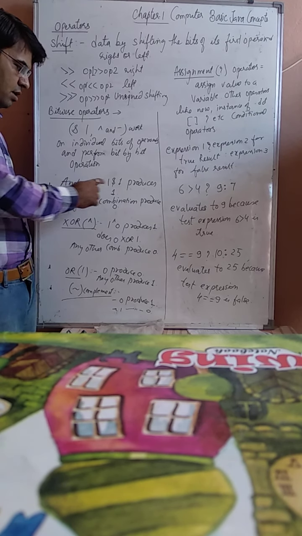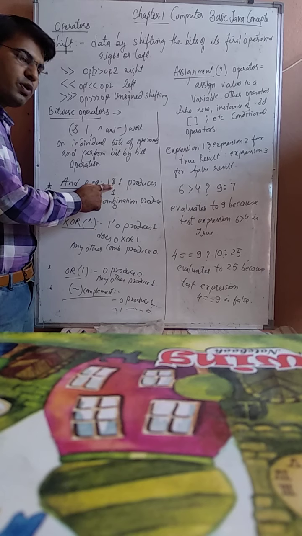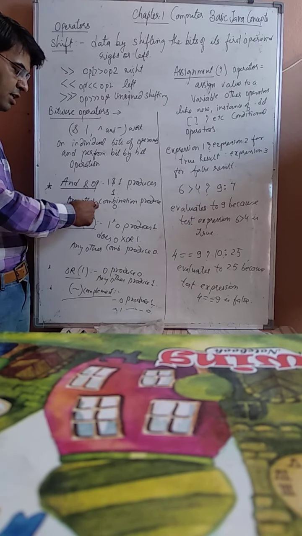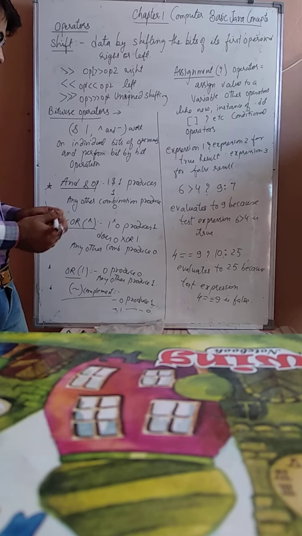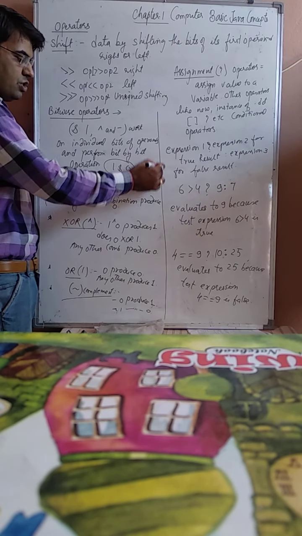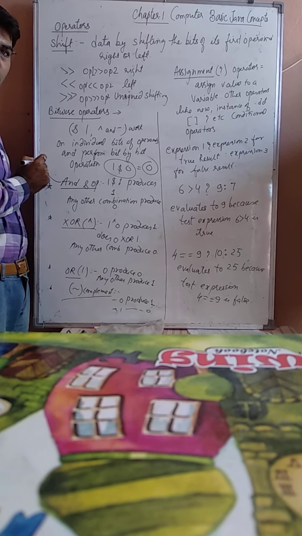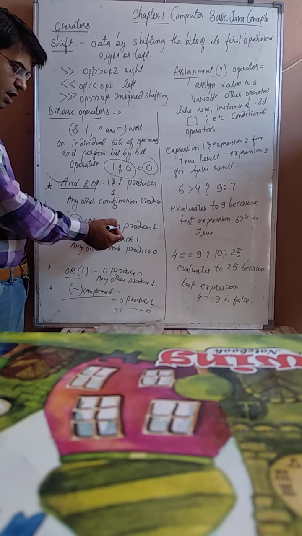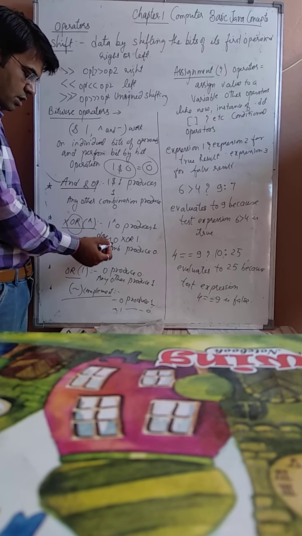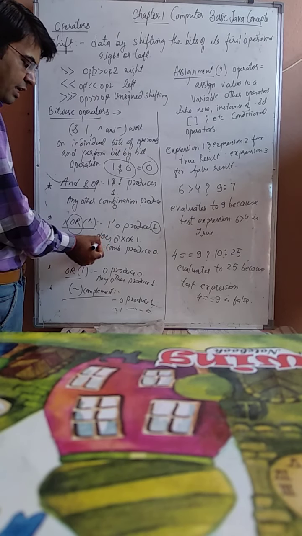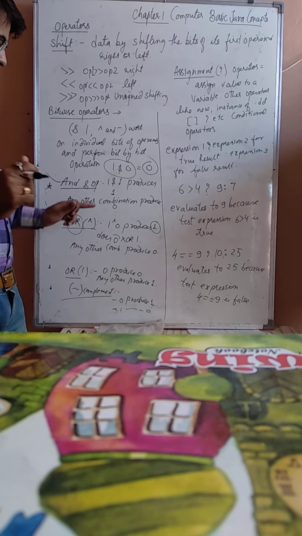First one, AND. When you put this AND sign, it means that 1 and 1 produces 1, and any other combination will produce 0. So if you have 1 and 0, then it will produce only 0. So this is the AND operator. Second, NOR. 1 and 1 produces 0, 0 and 0 produces 1, and any other combination will produce 0.